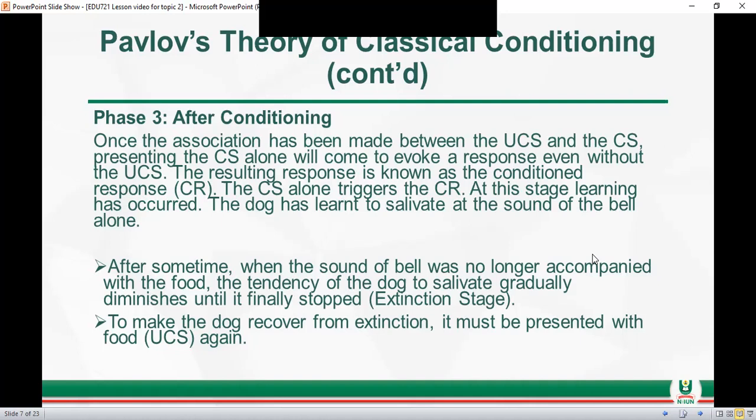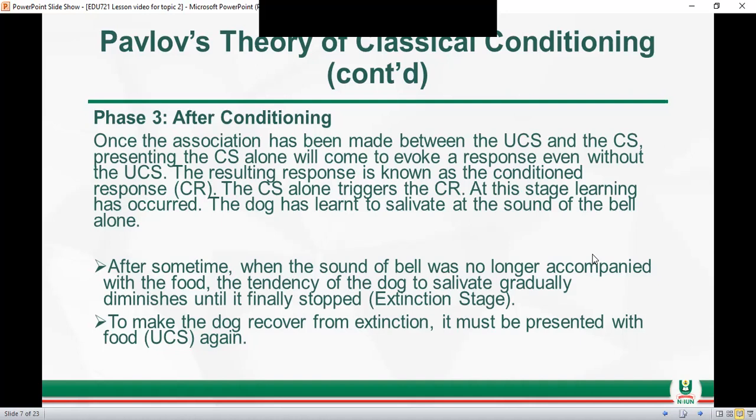Isn't it surprising? At this third phase, Pavlov decided to ring the bell alone without presenting the food. And lo and behold, the dog salivated at the sound of the bell alone. So the resulting response is known as a conditioned response. That salivation in the presence of the sound of the bell has now become the conditioned response. At this stage, learning has occurred, because the dog has learned to salivate at the sound of the bell.